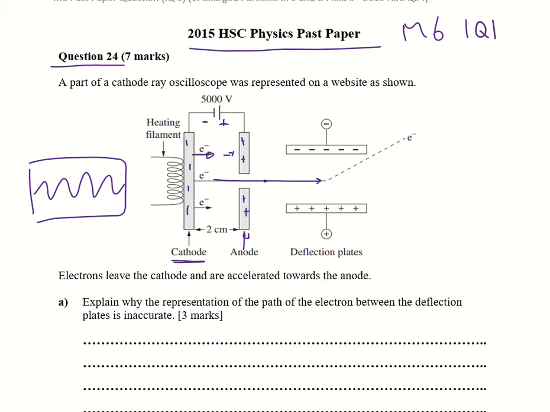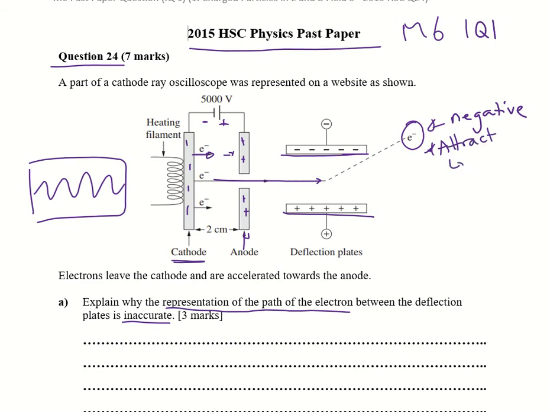So our first question is: explain why the representation of the path of the electron between these deflection plates, this one and this one here, is inaccurate. Okay, so let's look at what we know first. Firstly, an electron is negative. And we know that negative charges will be attracted to something that's positive, and will repel against something that's similar to it, which is also negative.